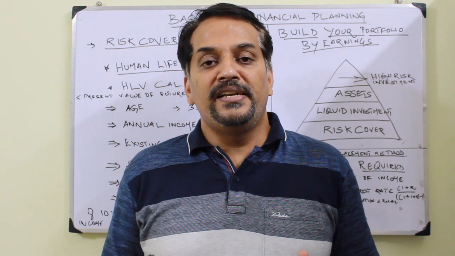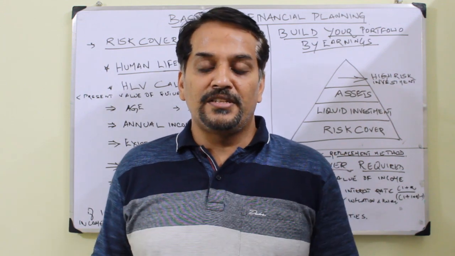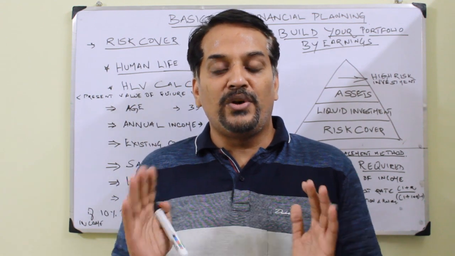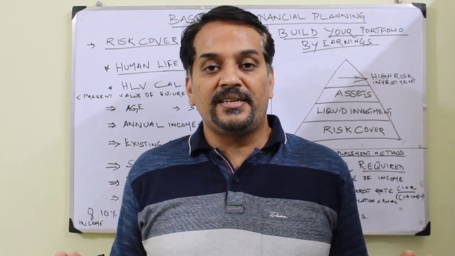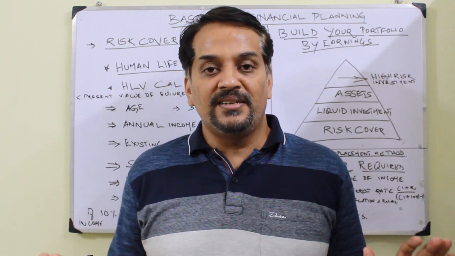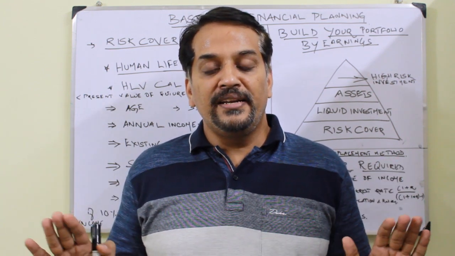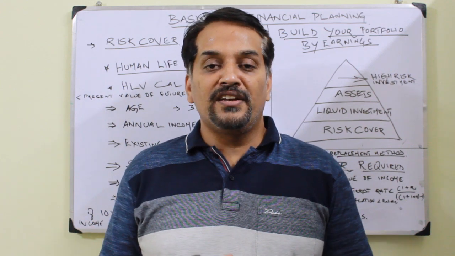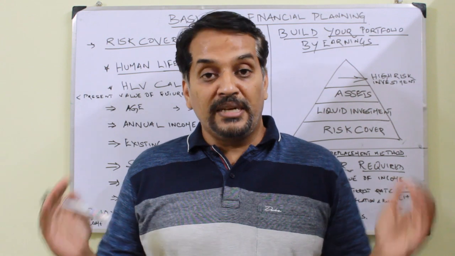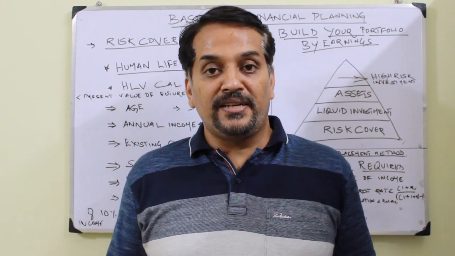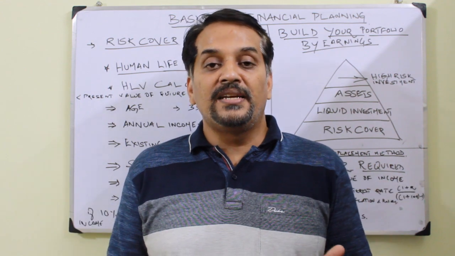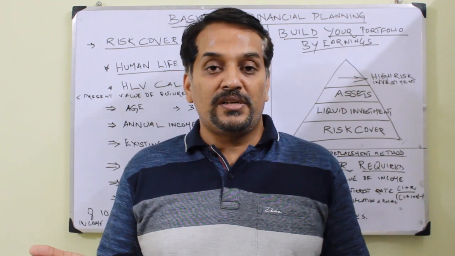Risk cover means in case of death of the financial provider, how much financial support or insurance that family is going to get. As simple as that. In case of death of that person, how much is that family going to get. As I said earlier, the emotional loss will be there and we cannot replace it. But we can always replace to some extent the financial loss. That financial loss is basically the risk transfer to the company.